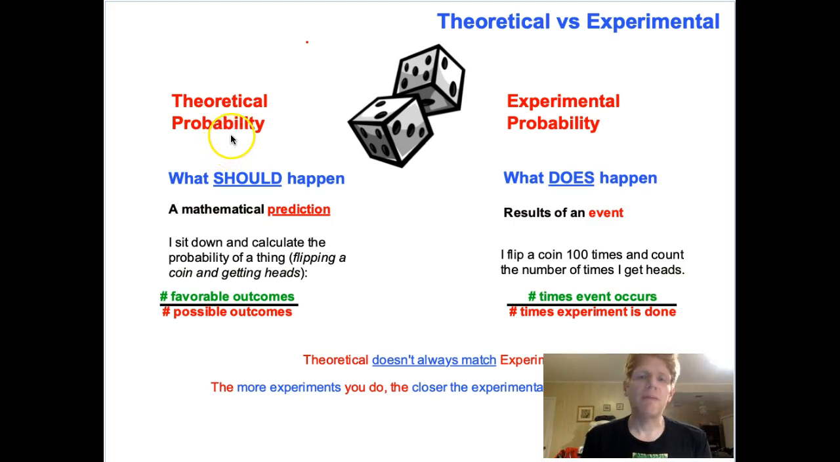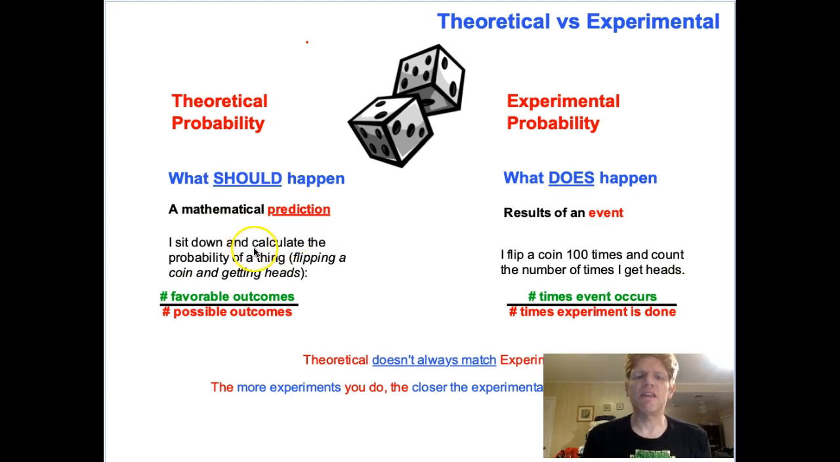There are 2 types of probability, theoretical and experimental. Now, theoretical probability is what should happen, what we expect mathematically to happen, so kind of like a mathematical expectation or prediction. Then there's the experimental probability, and that's what actually does happen, so the results of an event.